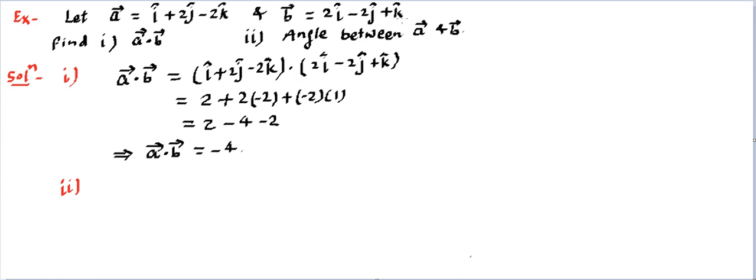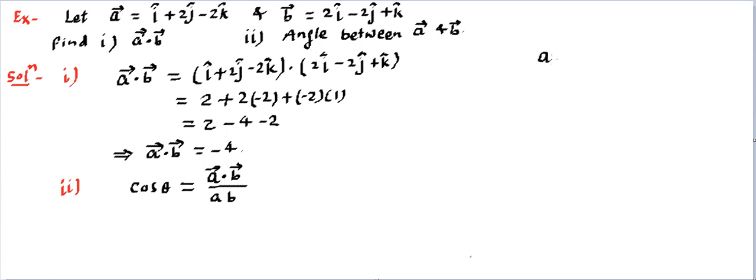Next part is to find the cos theta. That means angle theta between A and B. We know this cos theta formula. Cos theta, the angle between two vectors, can be written by this formula, in which we require A dot B, that means the dot product of two vectors, and we divide by the magnitude of A and the magnitude of B. So we can find these magnitudes.